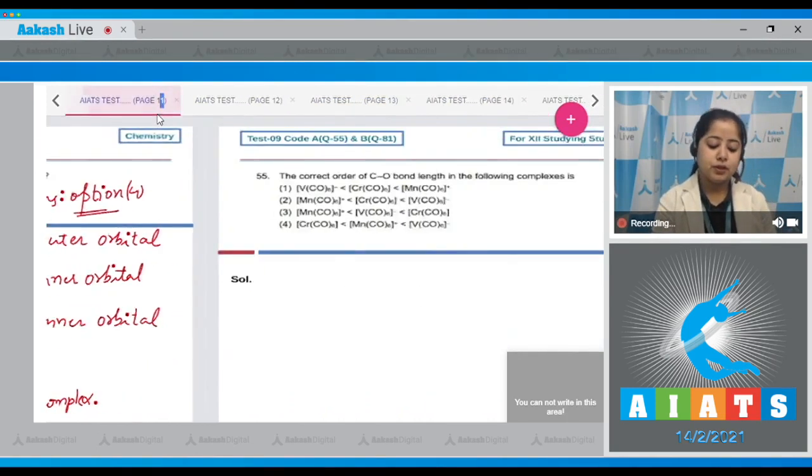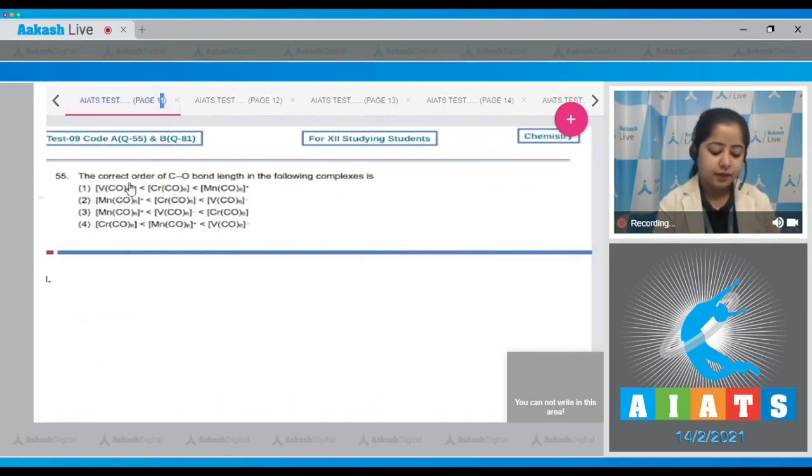Moving to next question, students, which is question number 55. Let's read it. The correct order of CO bond length in the following complexes is. Student, for this question we need to know that higher is the negative charge on the metal carbonyl, stronger will be the back donation of electrons from the metal to the vacant pi star orbital of CO. As a result, the bond order of CO will decrease, or the bond length of CO bond will increase. So it is very clear that the correct order is represented in option number 2.